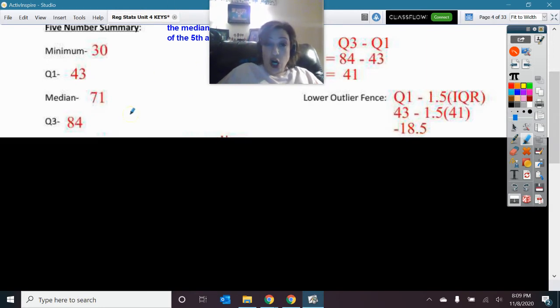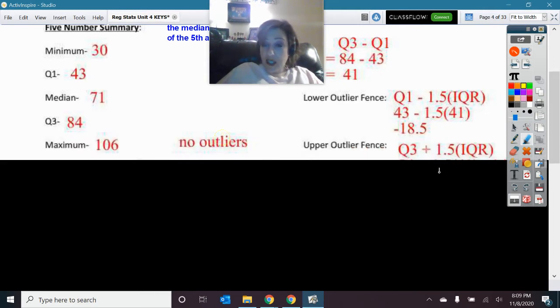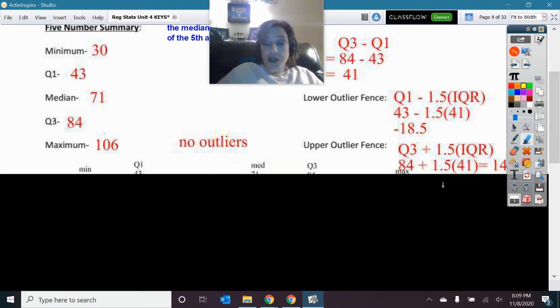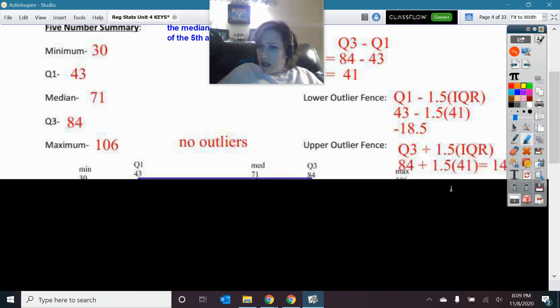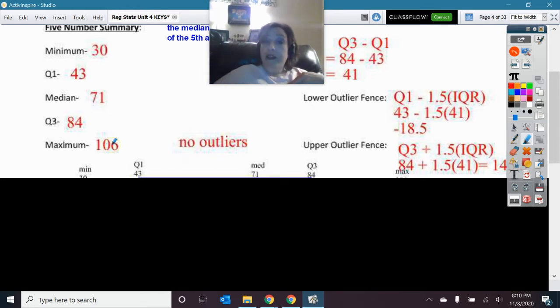So I can tell that there are no lower outliers because there is no data below the lower fence. Now the upper outlier fence is Q3 plus 1.5 IQRs, and that ends up being 145.5. The max being 106 tells me there's nothing above the upper fence. So you do not have any data below the lower fence or above the upper fence, so there are no outliers. That makes it easy. I probably should have made it so that there were some, but you didn't get any.